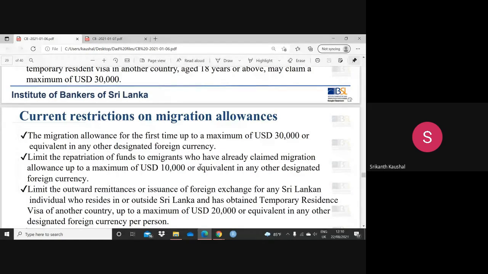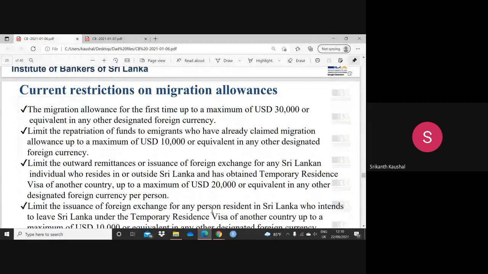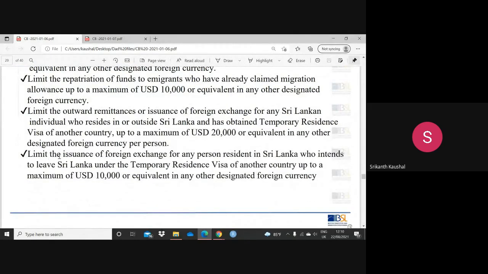So you should know the limit of outward remittance and issuance of foreign exchange for any Sri Lankan individual resident in Sri Lanka who obtains a temporary visa. So if you are going with a temporary visa, only $20,000 can be taken. Limit of issuance of foreign exchange for a person resident in Sri Lanka who intends to leave Sri Lanka under a temporary visa to another country for the first time: they can take only $10,000. Only $10,000. So you should know these are the limits, the reduced limits the central bank brought in. I don't think they will ask you the limit, very unlikely.